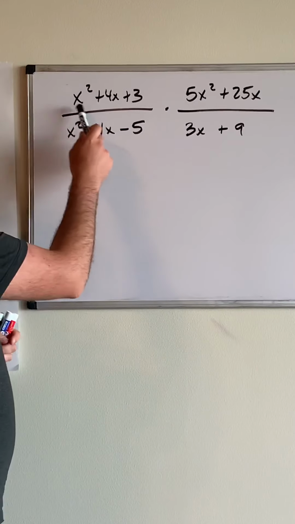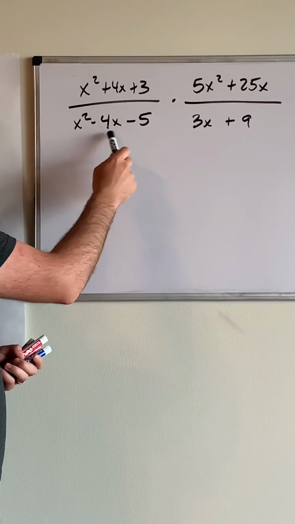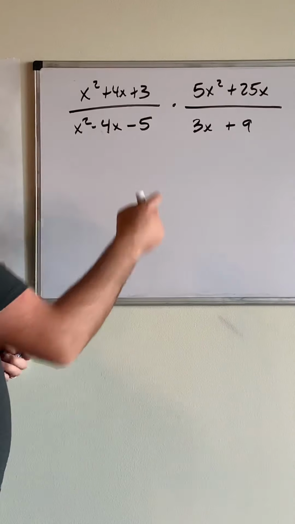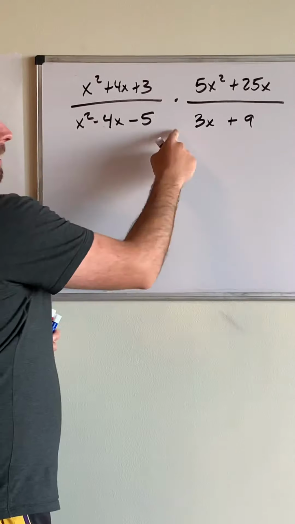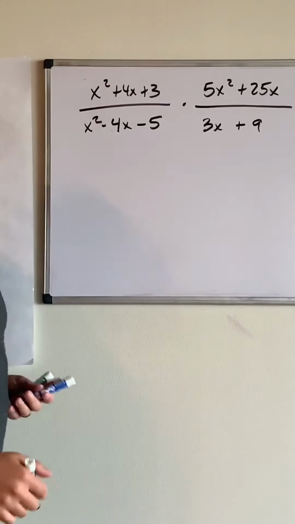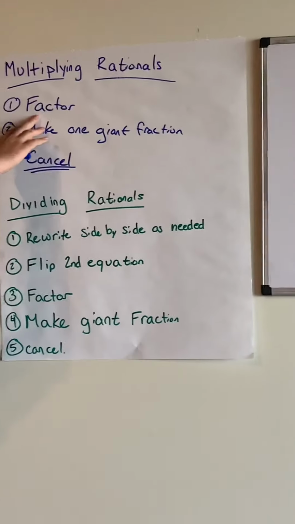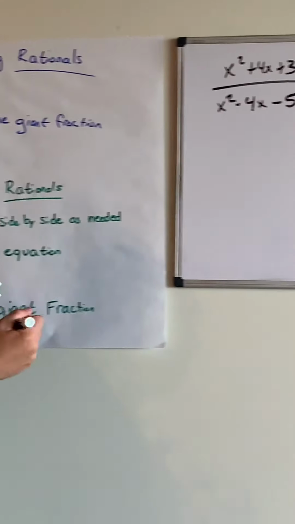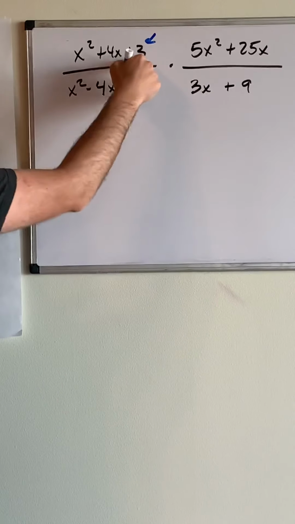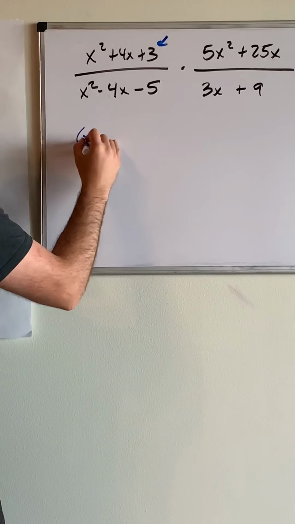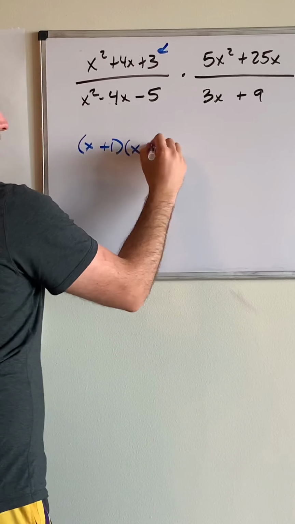Here's our first example. We have x squared plus 4x plus 3 divided by x squared minus 4x minus 5, times 5x squared plus 25x all over 3x plus 9. The first thing we need to do when multiplying is factor, so we're going to factor each of these. I'm going to factor this one in blue. This factors into x plus 1 and x plus 3.